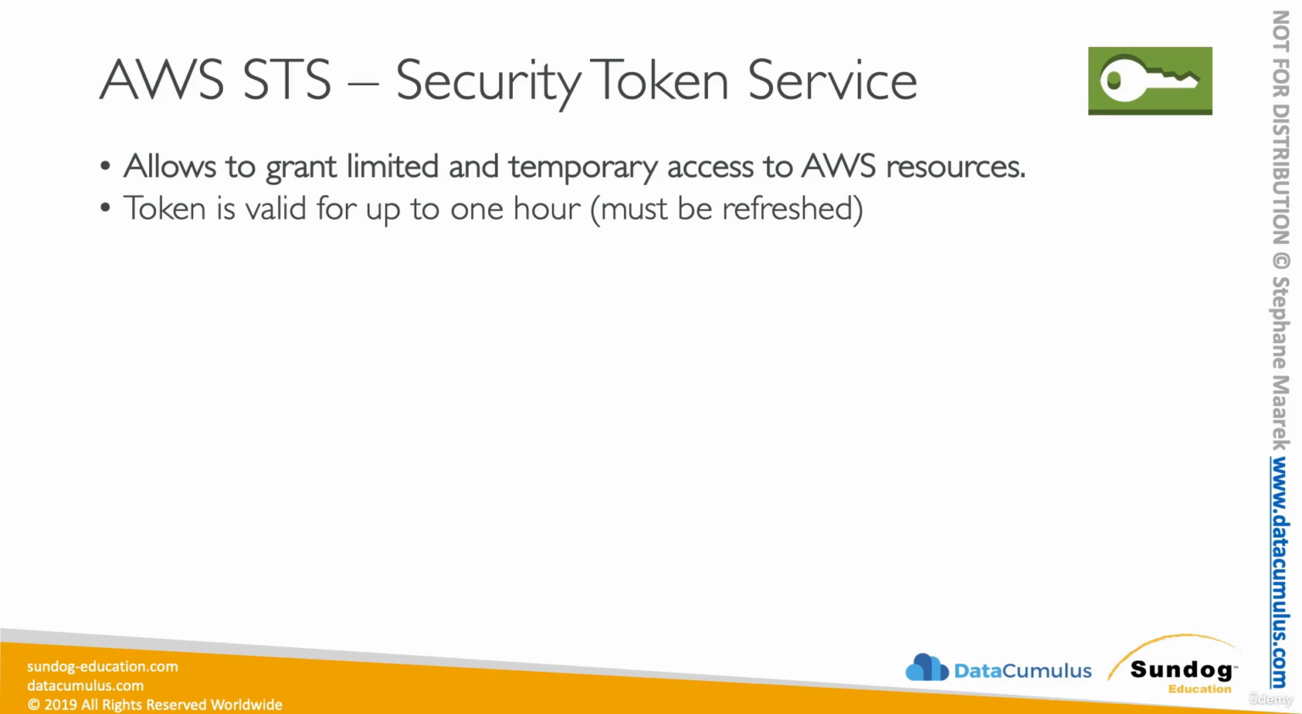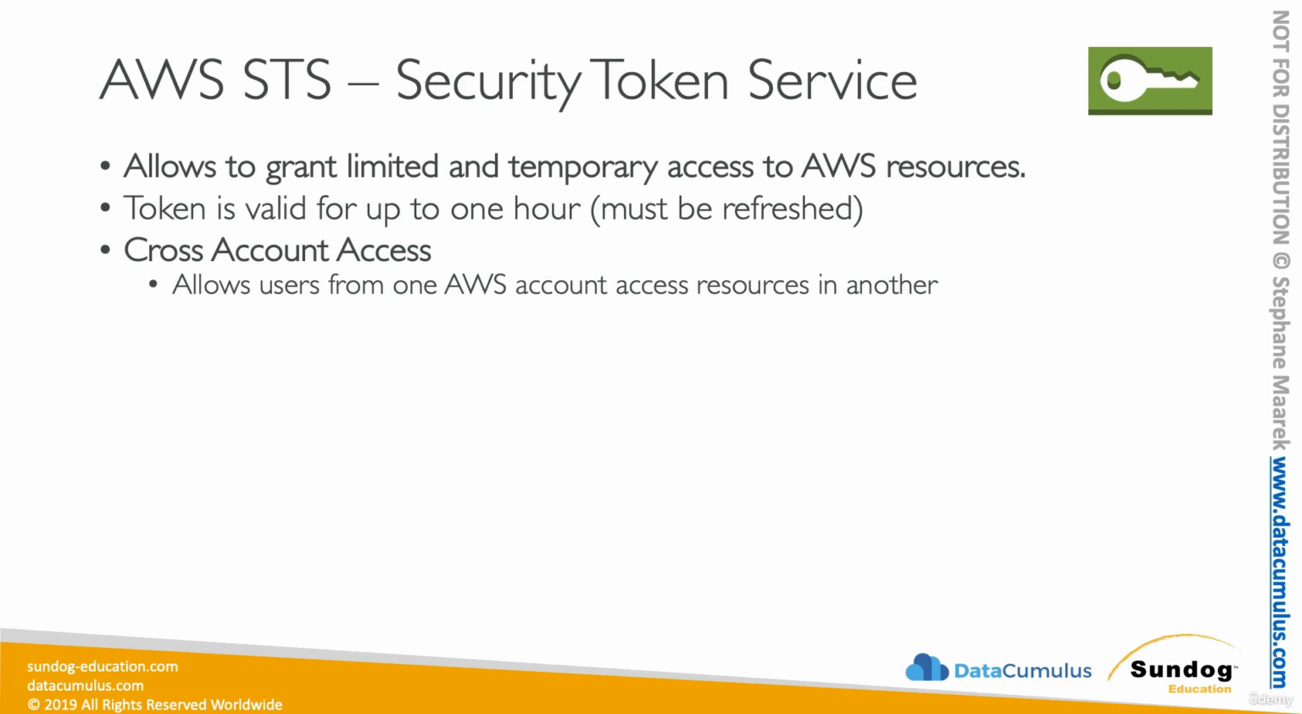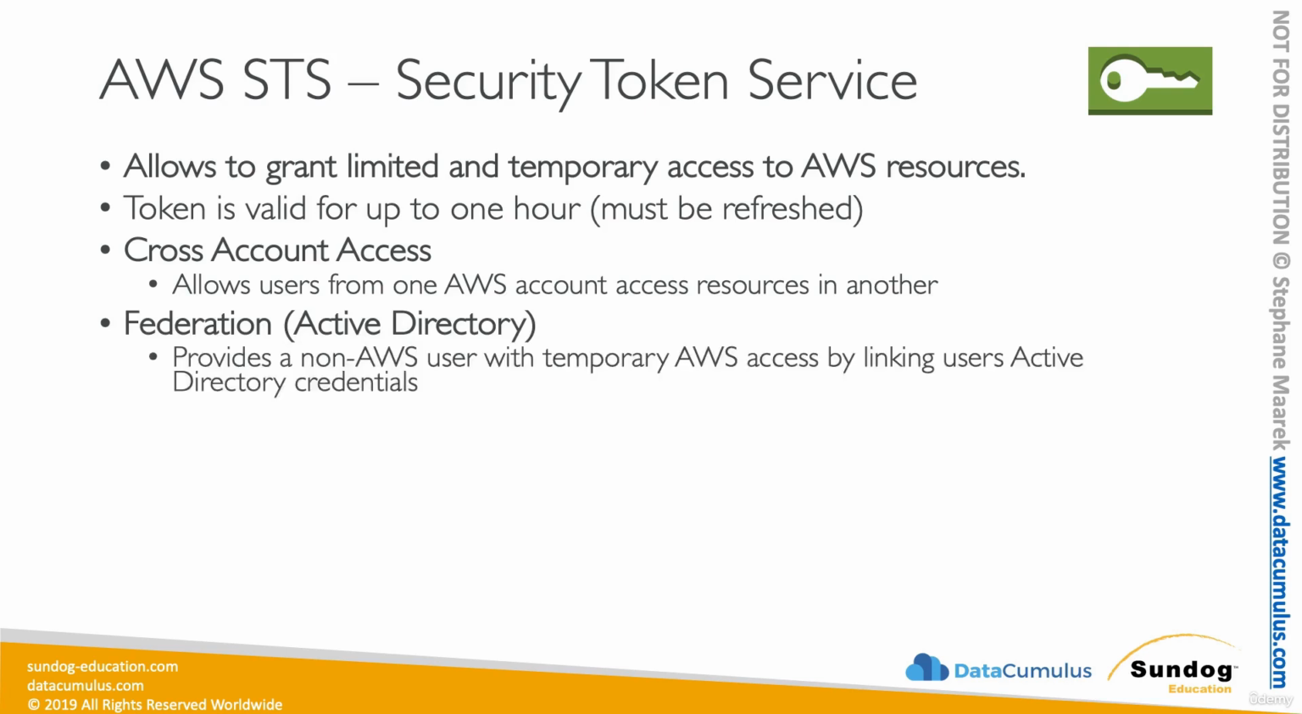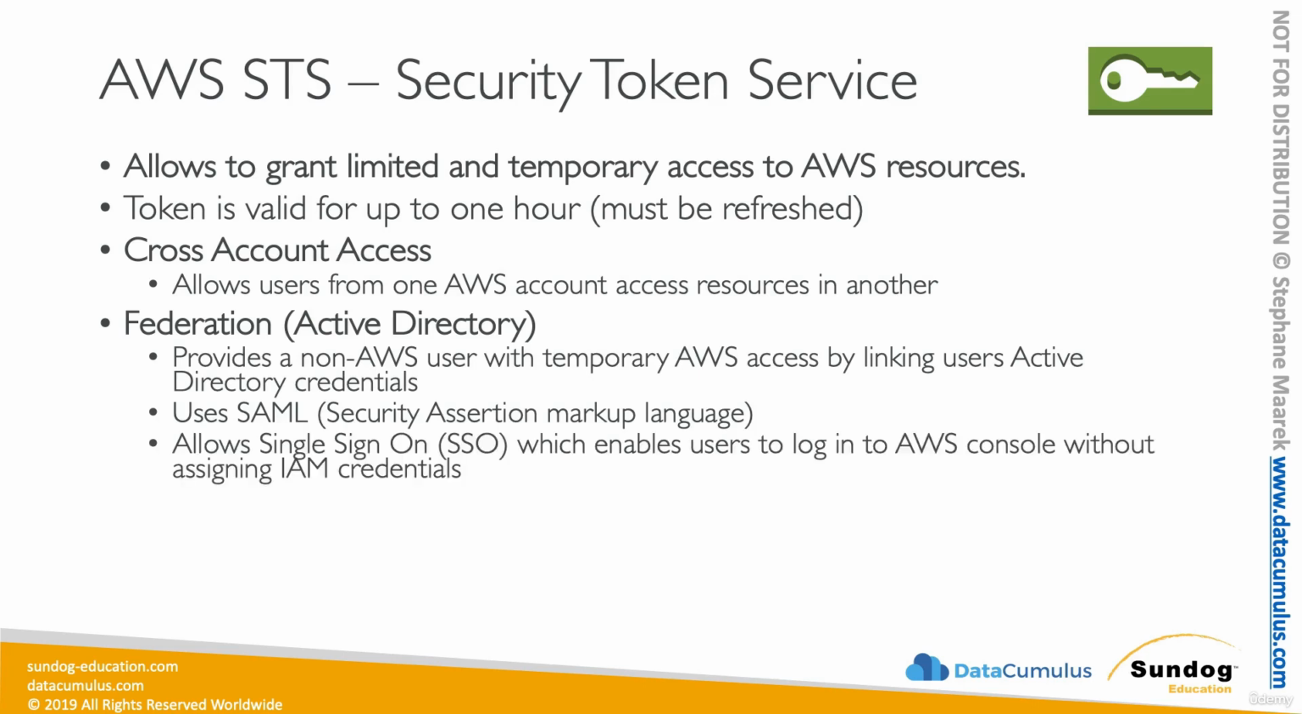Where will we use this? Well, we'll use this mostly for cross-account access. So we basically allow users from one AWS account to access resources in another account. We also use this for federation, and we'll see federation in detail in the next lecture. But for example, for Active Directory, we'll provide a non-AWS user with temporary AWS access by linking Active Directory credentials, or we can use SAML to basically do the same, or we can use single sign-on to basically allow users to log into AWS console without assigning IAM credentials directly.